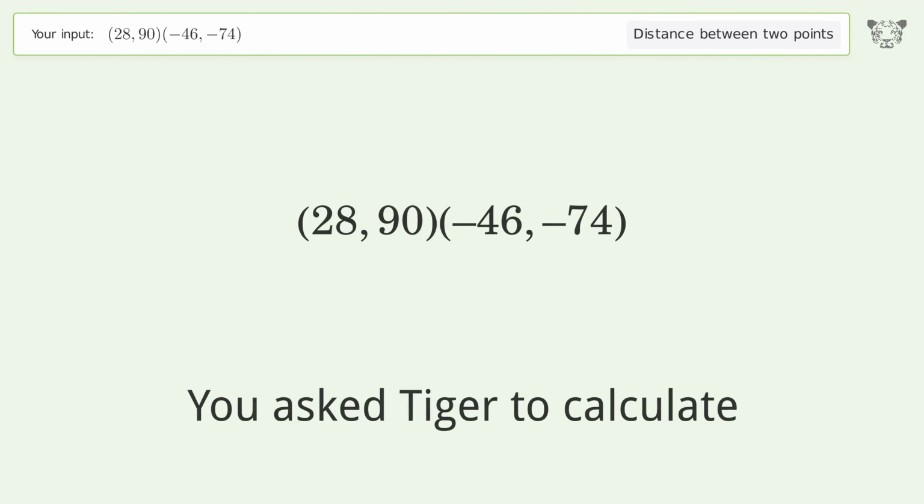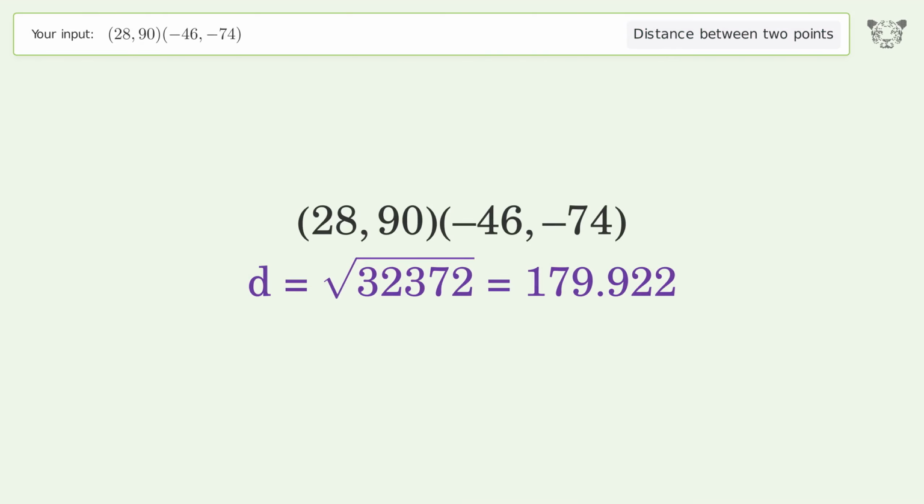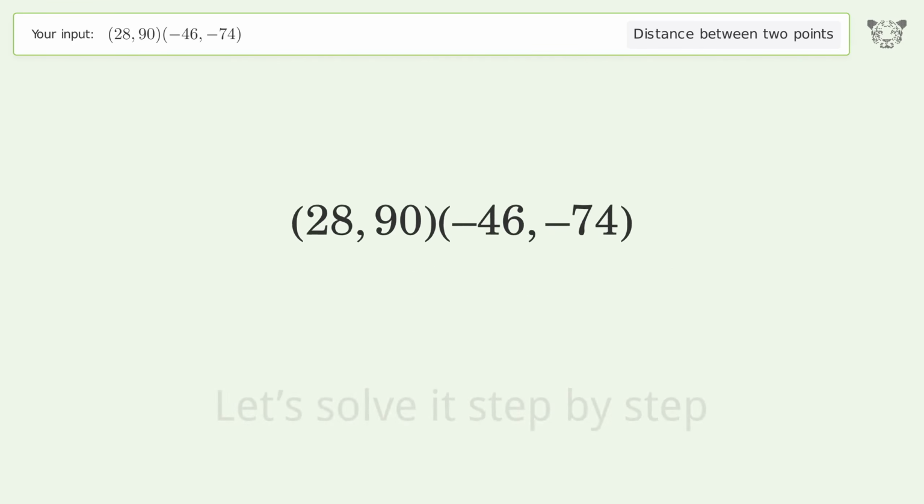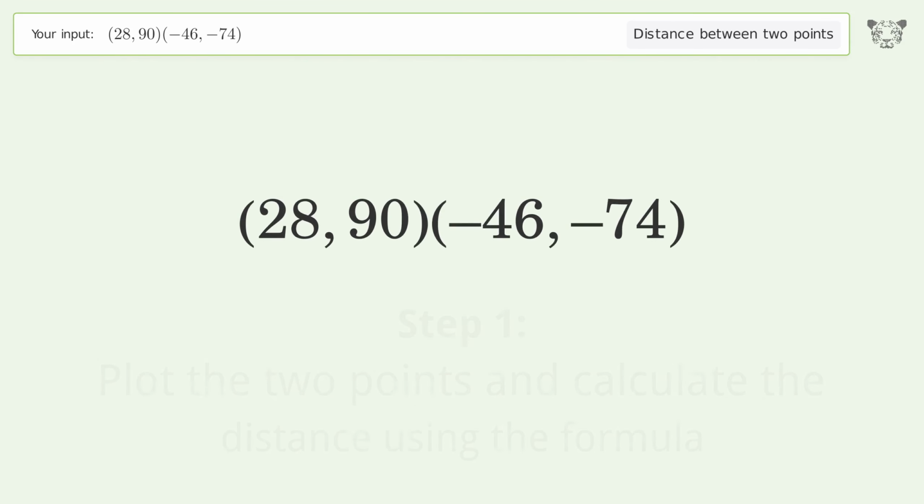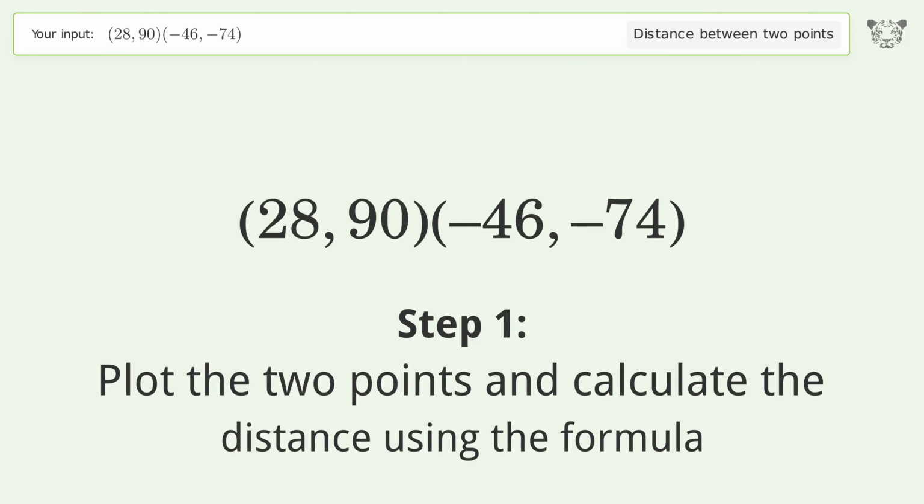You ask Tiger to calculate. This deals with the distance between 2 points. The distance between the 2 points is the square root of 32,372 or 179.922. Let's solve it step by step. Plot the 2 points and calculate the distance using the formula.